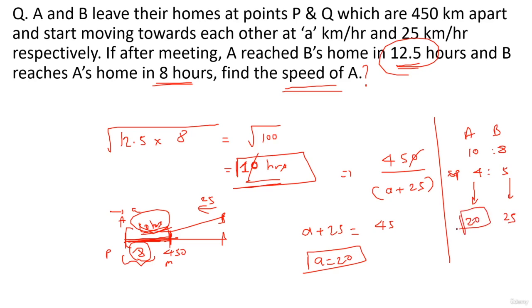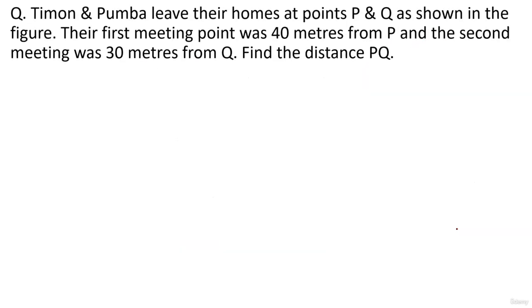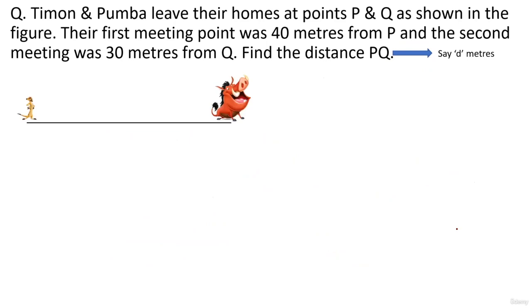Okay, so we go on to the next part now. Timon and Pumbaa leave their homes at points P and Q as shown in the figure. Their first meeting point was 40 meters from P and the second meeting point was 30 meters from Q. Find the distance PQ. Let me assume the distance PQ to be equal to, let's say, d meters right now. Timon and Pumbaa, they are there.